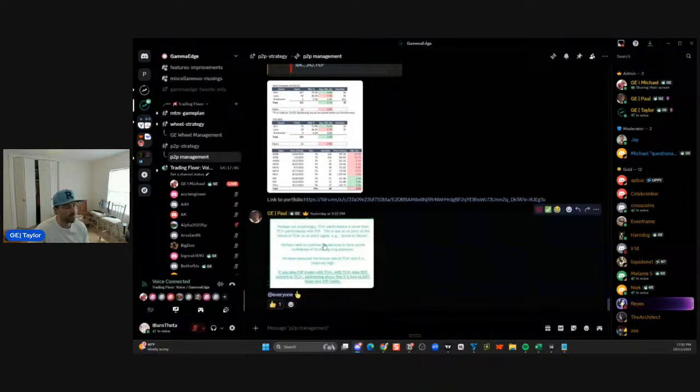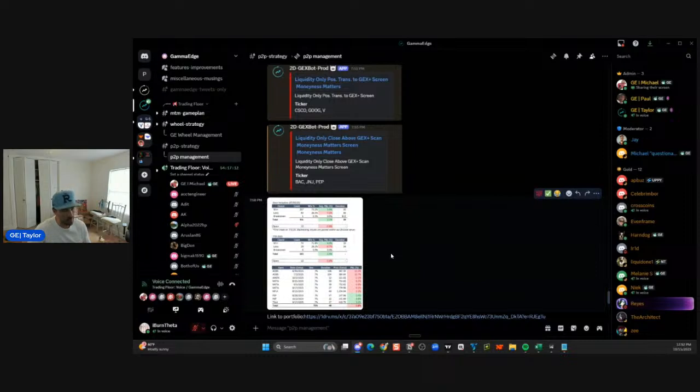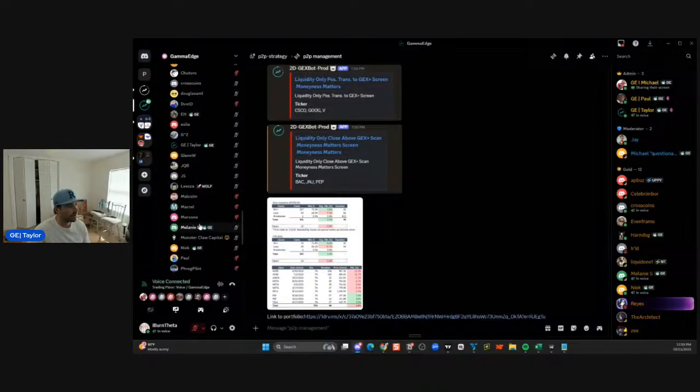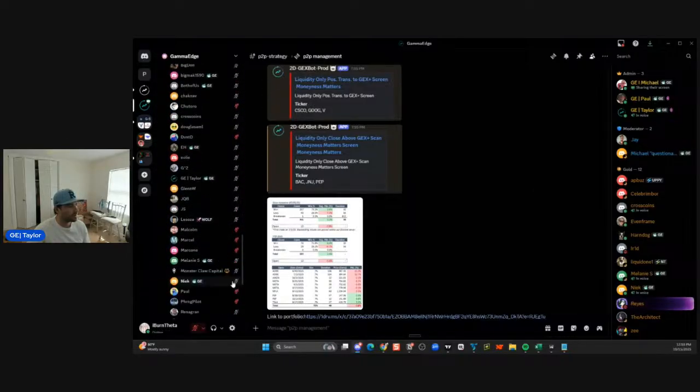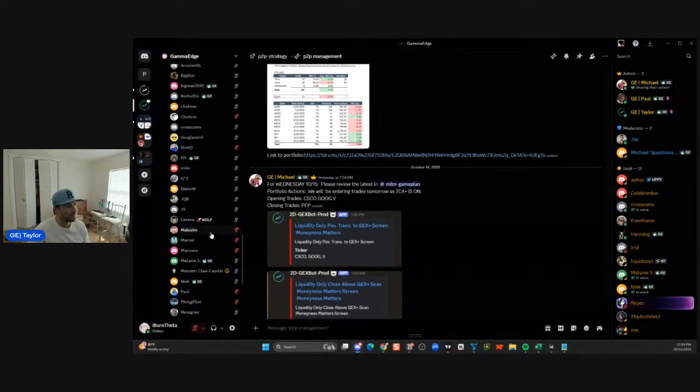Again, this is all based on backtested data we do through EdgeRater, so I'm not making anything up. All that backtesting is visible either in our blog or in the Discord itself, so feel free to look at that. I'm actually going to get out of chat here.